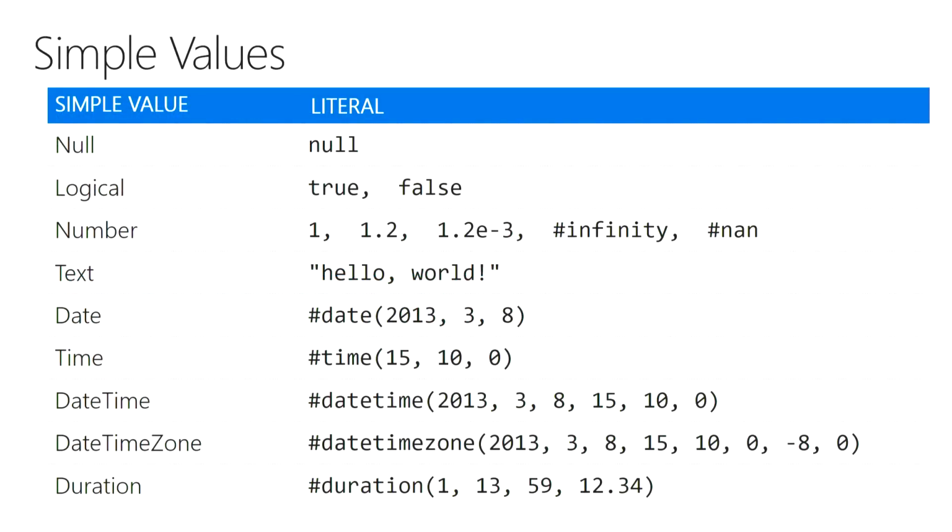OK, examples of simple values in M. The most interesting things here would be the constructors. So the #date, #time, and #datetime. These are simple constructors to create these types.